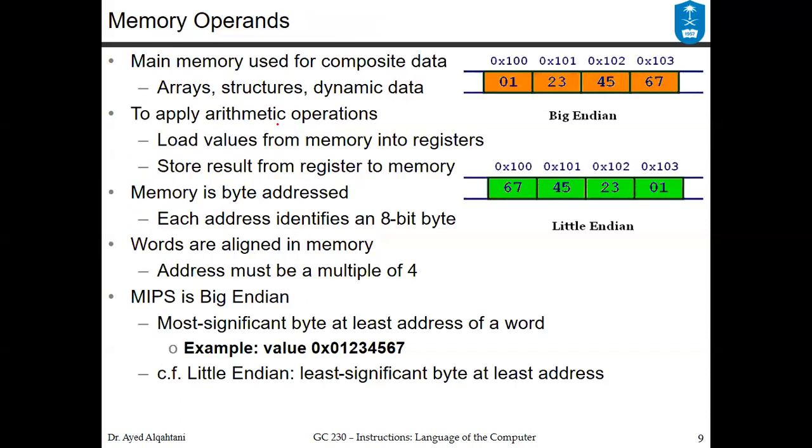Now, the memory operands. The main memory is used for composite data. It has arrays, structures, dynamic data, and many things. To apply an arithmetic operation, you need to get the variables from the memory, meaning that you want to read them. And this is what we mean by loading the values from the memory into registers. This means that you read from the memory, and now the value is in the registers that we can use in the assembly code. Or you store the results from the register to the memory.